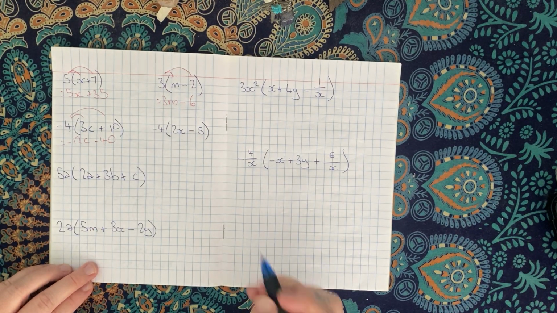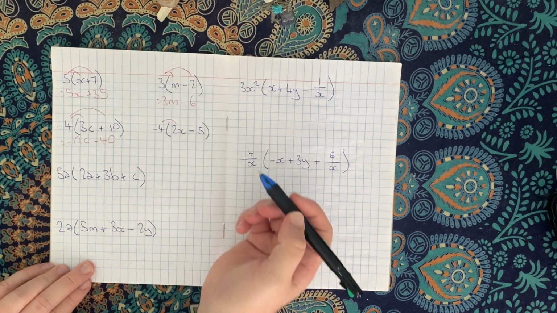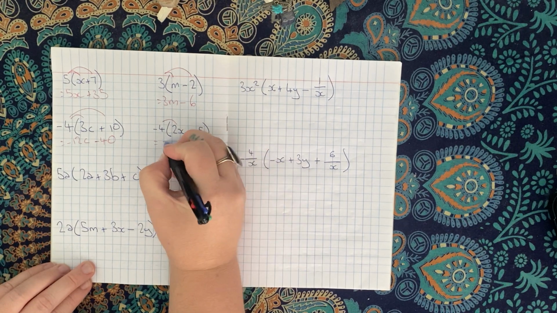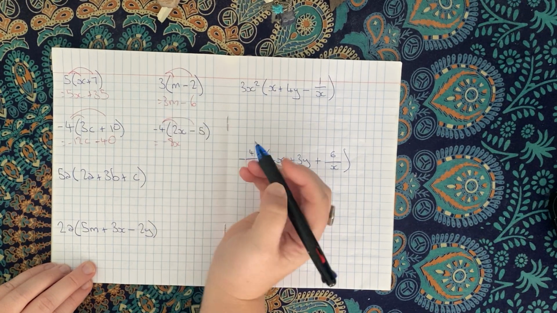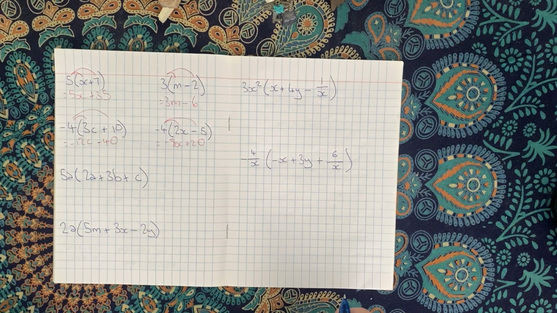Now we're going to do the same thing again, but this time this sign is negative. So we're going to end up with something slightly different. So you multiply these two things together. So negative 4 times 2x is negative 8x. And then negative 4 times negative 5 brings us back to positive 20, right? Because two negatives cancel each other out.